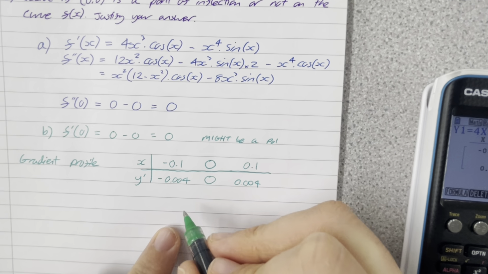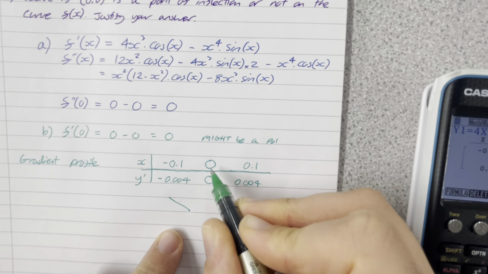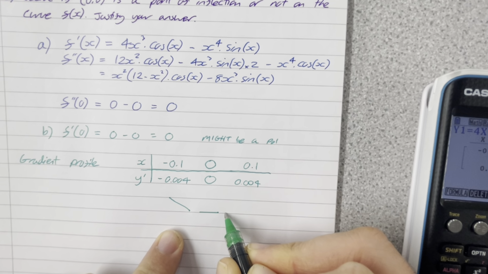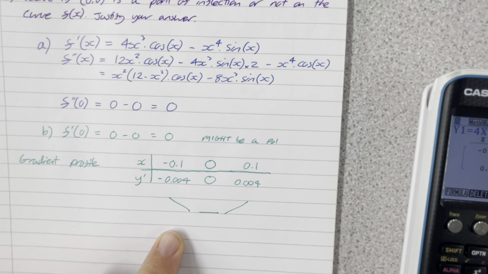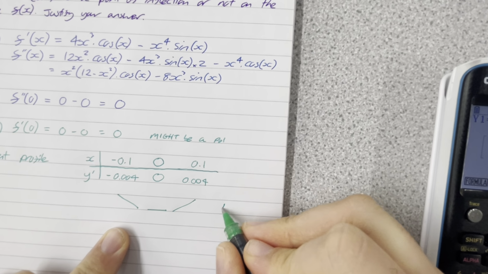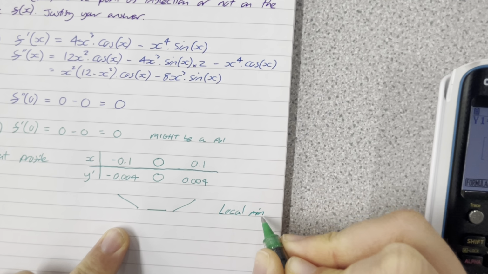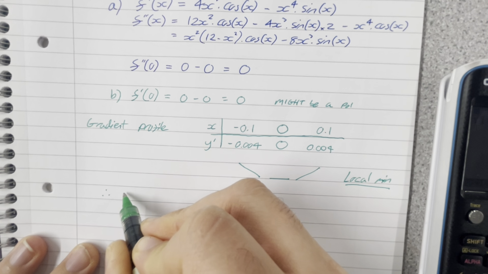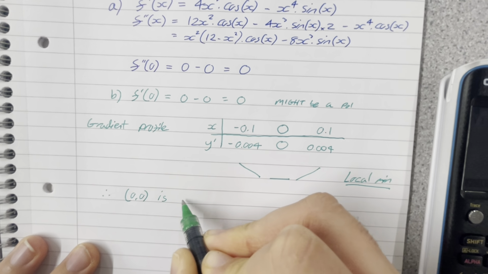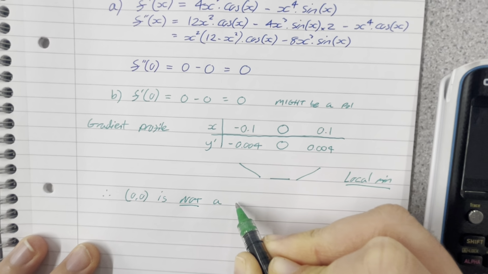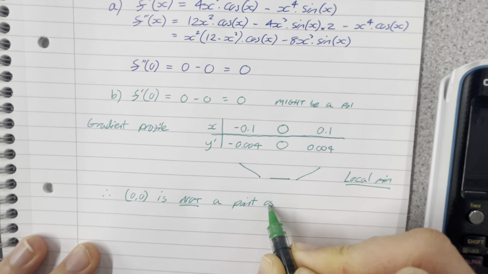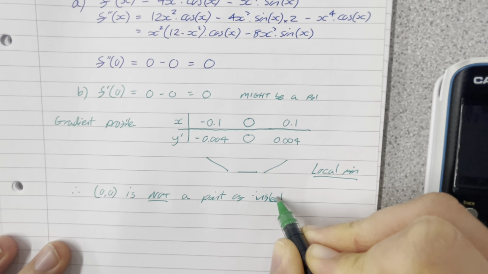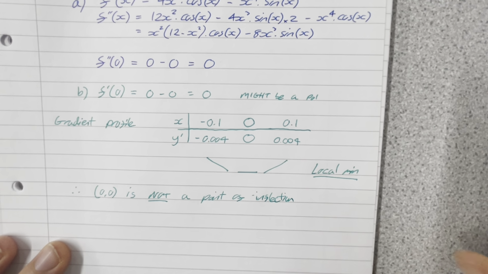So to the left of the stationary point, the gradient is negative. At the stationary point, the gradient is 0. And then to the right of the stationary point, the gradient is positive. So that is not a point of inflection. That is a local minimum. Okay. So therefore we can conclude (0, 0) is not a point of inflection. So it's one of those cases where although the second derivative is 0, it doesn't mean that it is a point of inflection.